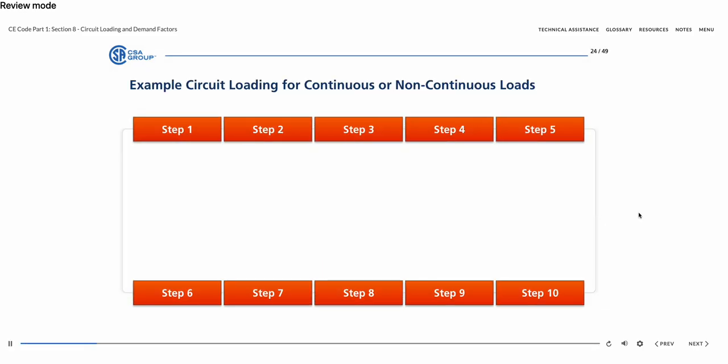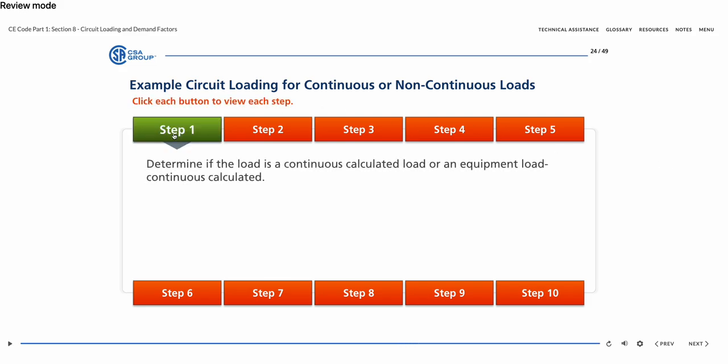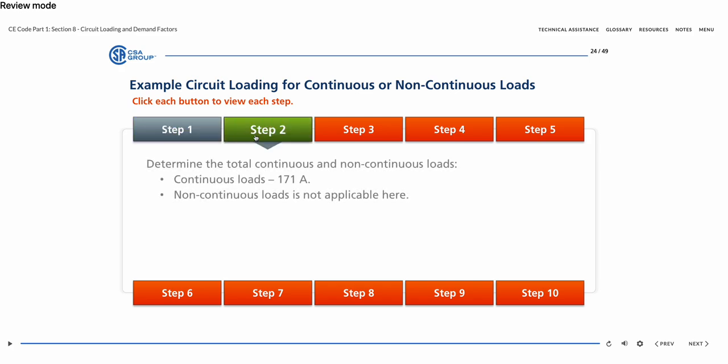The following steps explain how to apply circuit loading factors when determining the rating of the overcurrent devices and conductors. Step 1. Determine if the load is a continuous calculated load or an equipment load continuous calculated. Step 2. Determine the total continuous and non-continuous loads. Continuous loads are 171 amperes. Non-continuous loads is not applicable here.